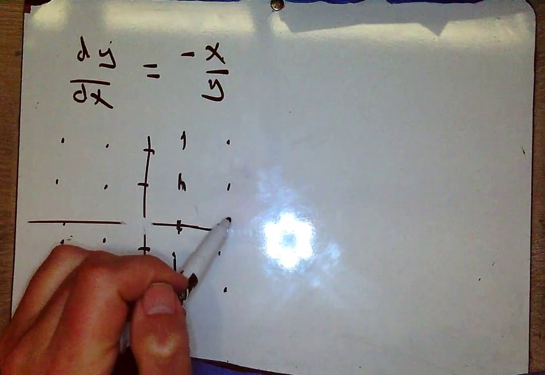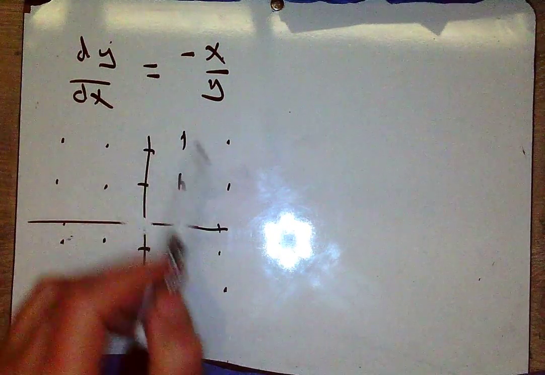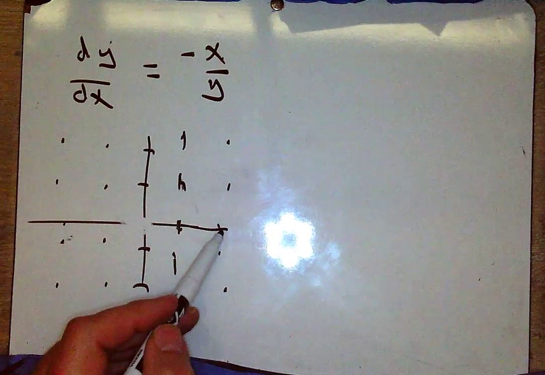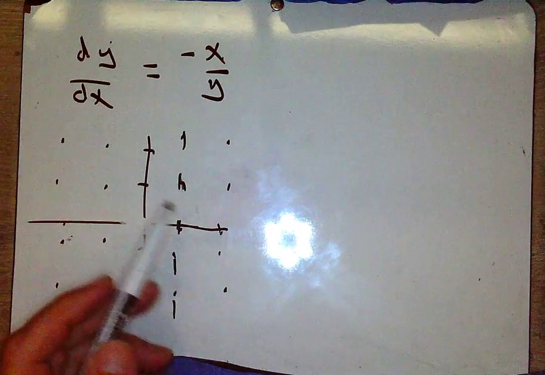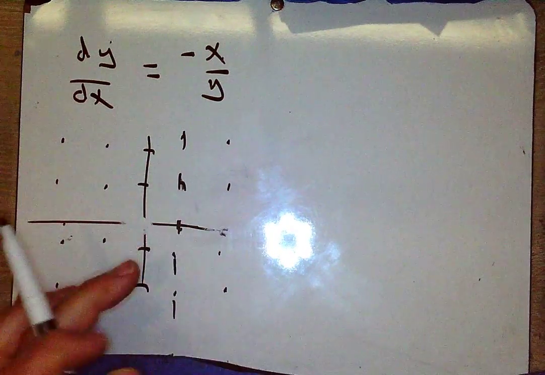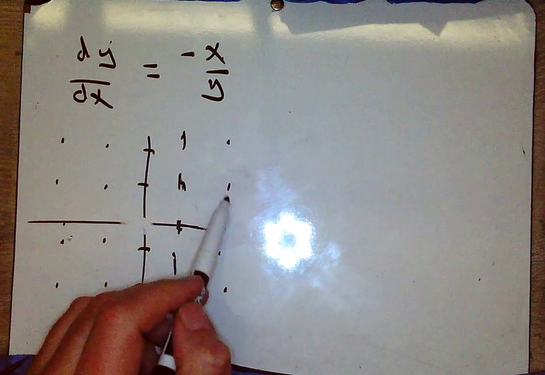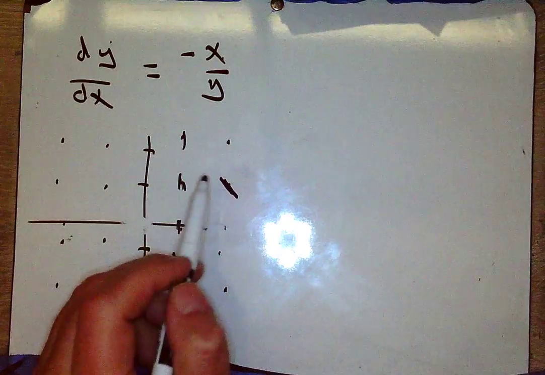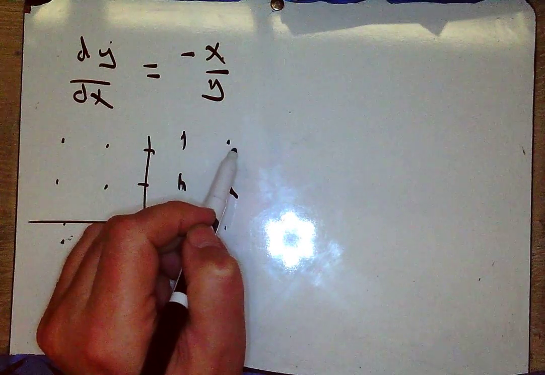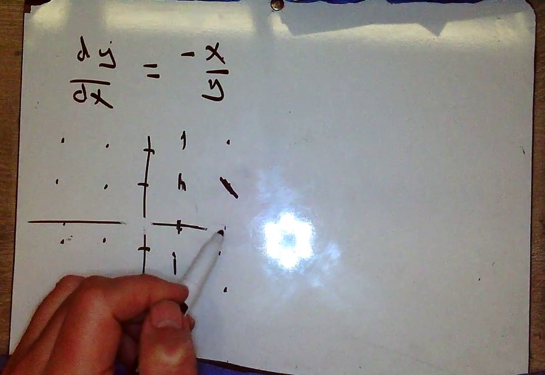And then over here at x equals 2, okay, I've got a negative 2, and I've got a 0, negative 2 over 0 is definitely undefined. How about negative 2 over 1? Well, negative 2 over 1 is minus 2. And here, now I've got negative.